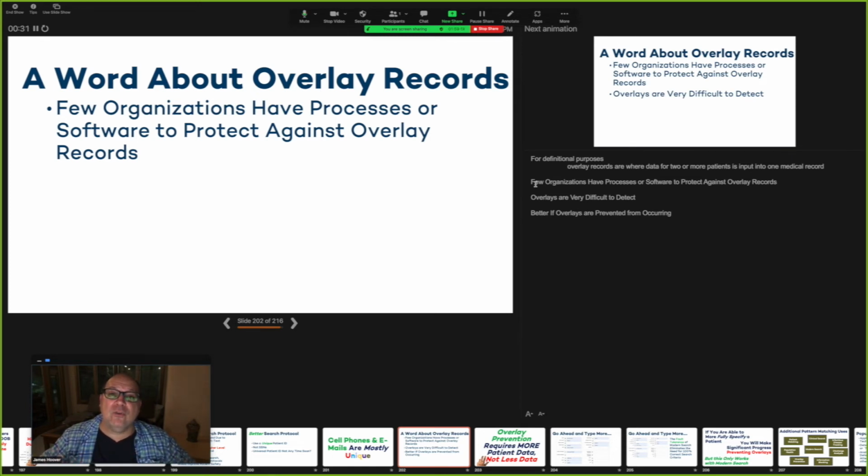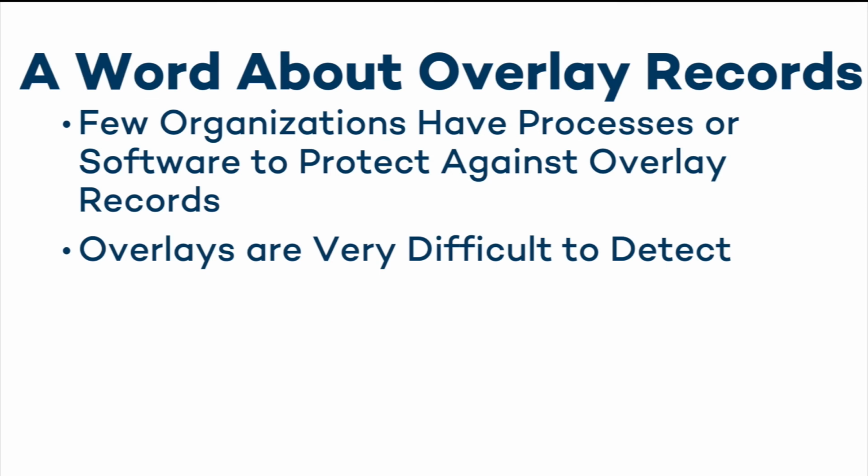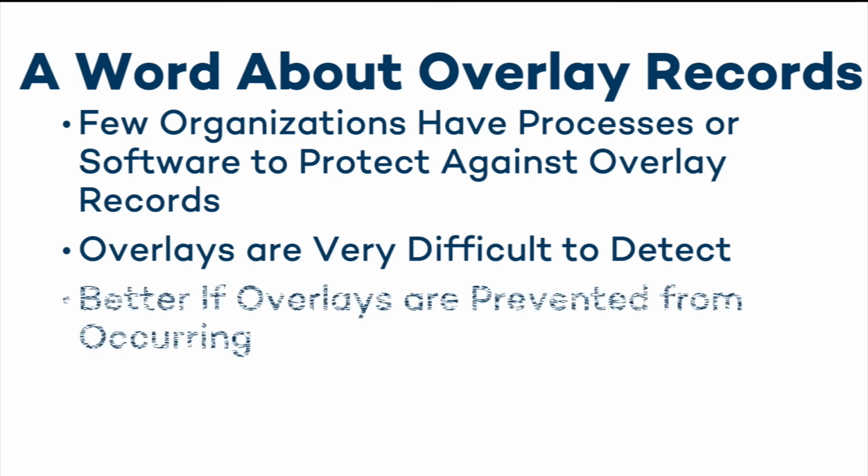Overlay records, for the most part, are untouched. Very few organizations have processes to seek them out and find them, and even fewer software systems have any notion of finding, managing and detecting overlay records. And it's no wonder why. It's really complex and hard. It's certainly better to do error prevention, as the general theme of today's conversation is, to stop them from getting into the system by having better front-end search tools to find patient records.